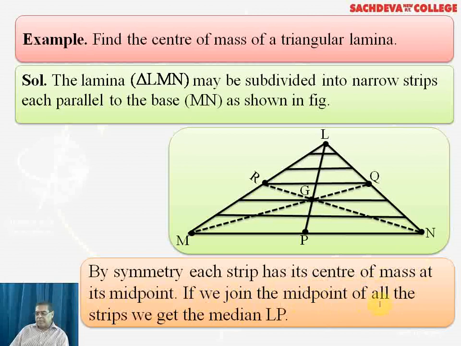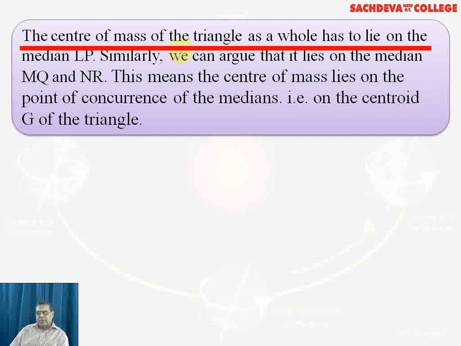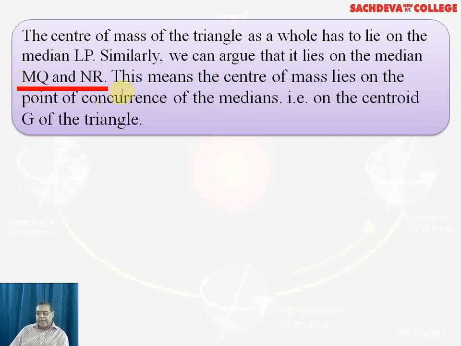If we join the midpoints of all these strips, we get the median LP. The center of mass of the triangle as a whole has to lie on the median LP. Similarly, we can argue that it lies on the medians MQ and NR as shown by the dotted lines. This means that the center of mass lies on the point of concurrence of the medians, that is, on the centroid G of the triangle.